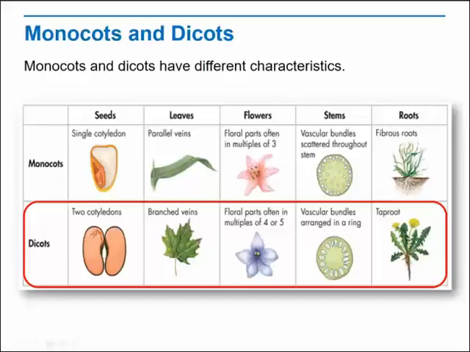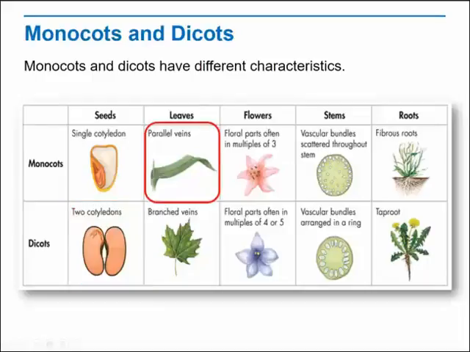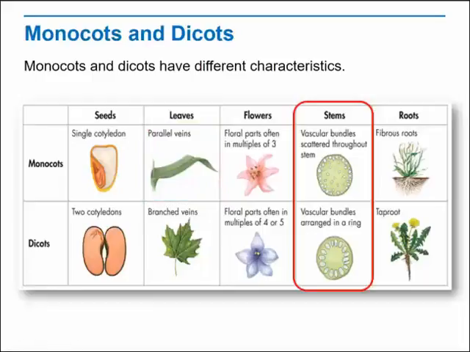Which type of plant has two cotyledons? Dicots. If the veins in the leaves of an unknown plant are parallel, what do you know about this plant? It is a monocot. What is the difference in stem structure between monocots and dicots? Monocots have vascular bundles scattered throughout the stems. Dicots have vascular bundles arranged in a ring.